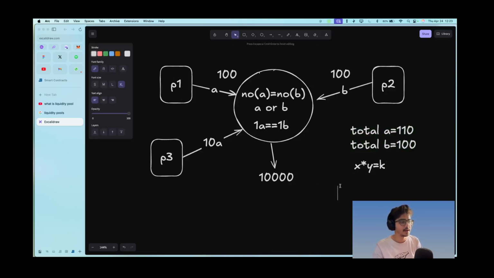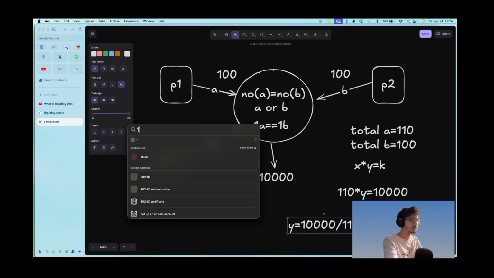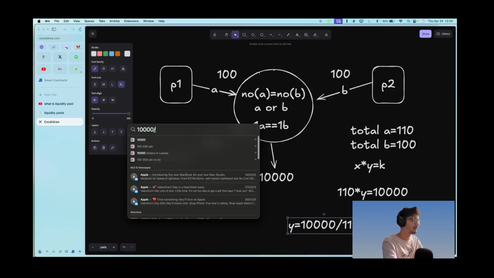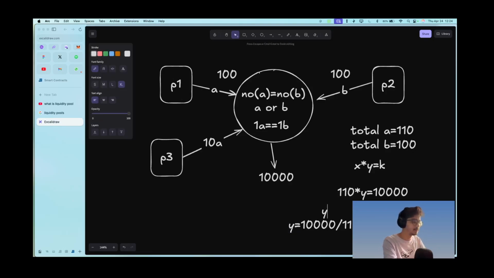So now what do we have? So we have 110 into Y should be equal to 10,000. Okay, so now to calculate, Y is equal to 10,000 divided by 110. So let's calculate again. 10,000 divided by 110, which will be 90.90. Okay, so this is the value that we need here. So Y should be equal to 90.90. Okay, so Y can be equal to 91.